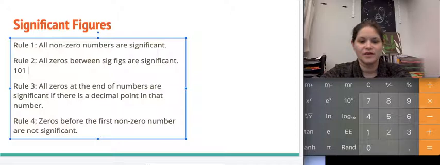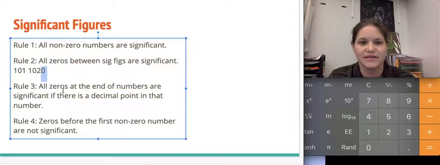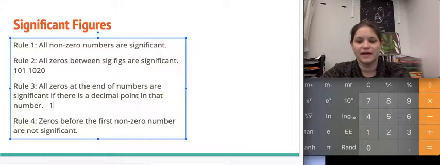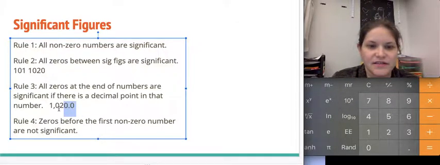If you have 100 or 1,020, well, the 0 that's between the 1 and the 2, that one's significant, but this one's stuck on the end. It's not significant. So remember, all zeros at the end of numbers are significant only if there's a decimal point. There's no decimal point in this number, so that's why this 0 on the end isn't significant. If we rewrote that as 1020.0, now those zeros on the end are significant. And so this would be a total of 5 sig figs.